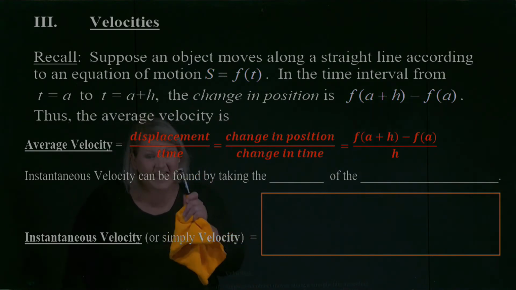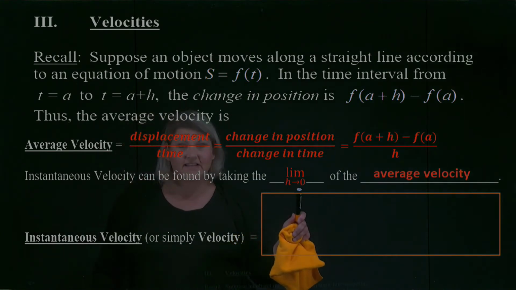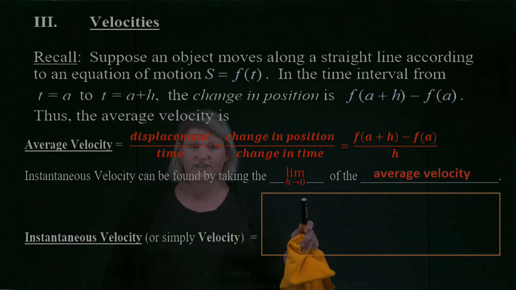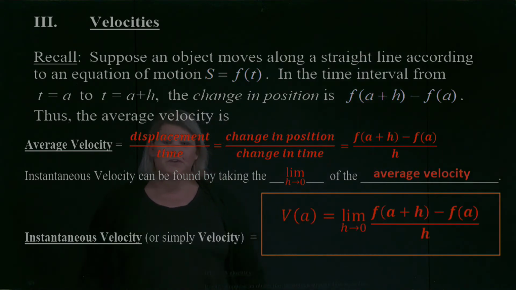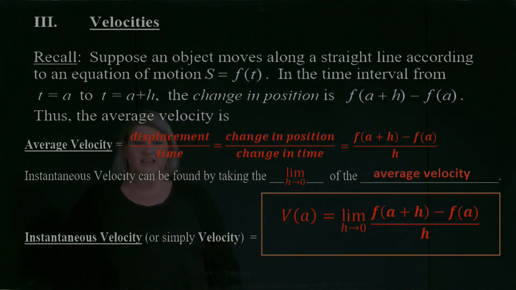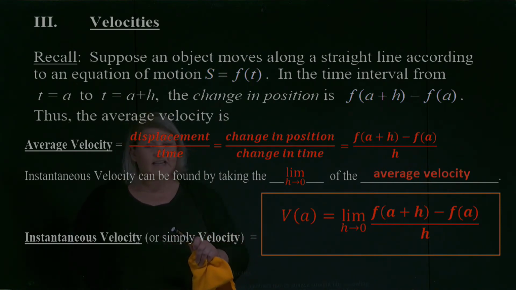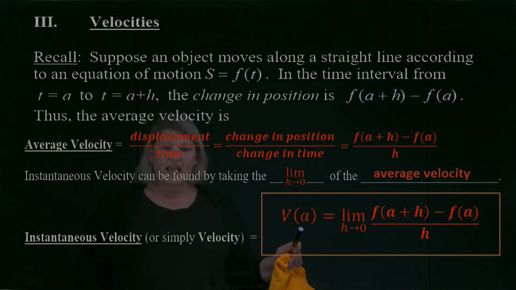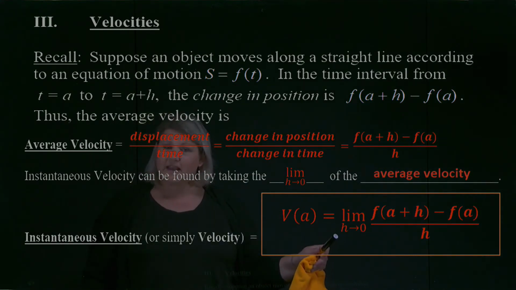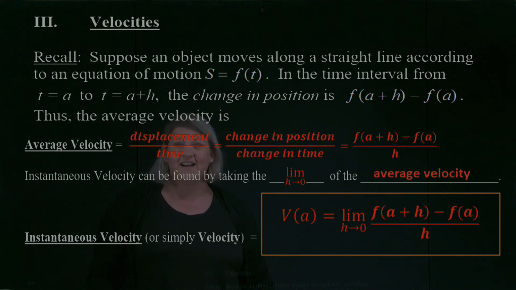The instantaneous velocity can be found by taking the limit as h approaches 0 of your average velocity, which gives you this function right here, this limit. Keep in mind it's instantaneous velocity, or just called velocity, at some point a is going to be the limit as h approaches 0 of f of a plus h minus f of a divided by h.